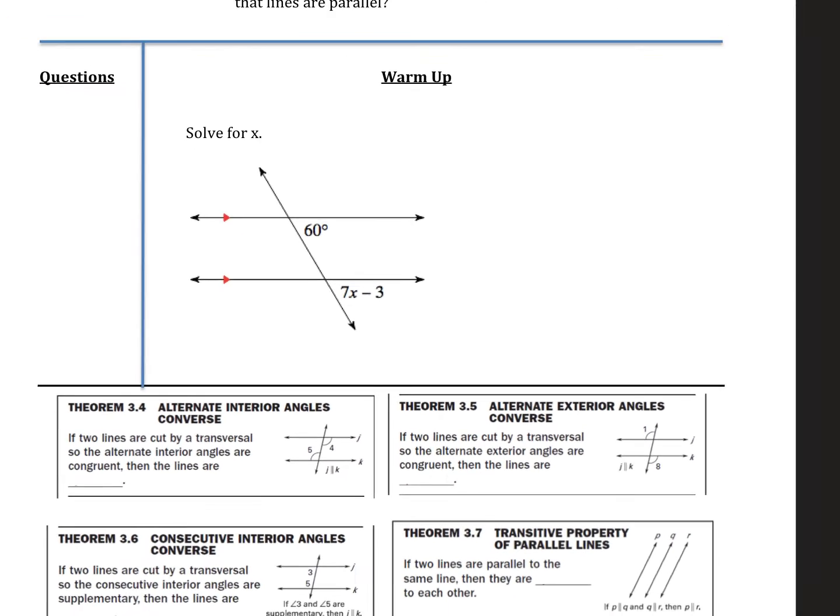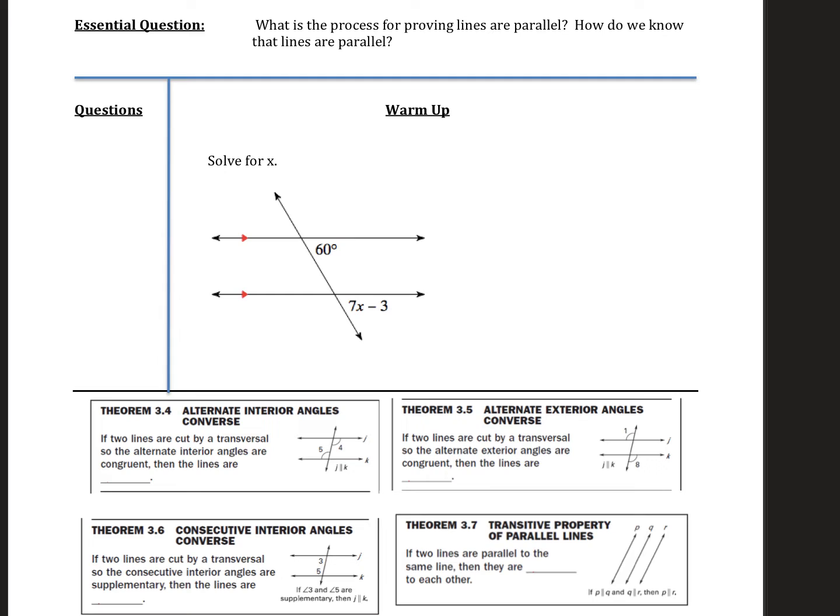All right, so you may recall that corresponding angles are congruent between parallel lines, so we're going to set them equal. So we have 7x minus 3 equals 60, and we just solve for x now. So we add 3, 7x equals 63. Next step is to divide by 7. We get x equals 9. And there's our warm-up.